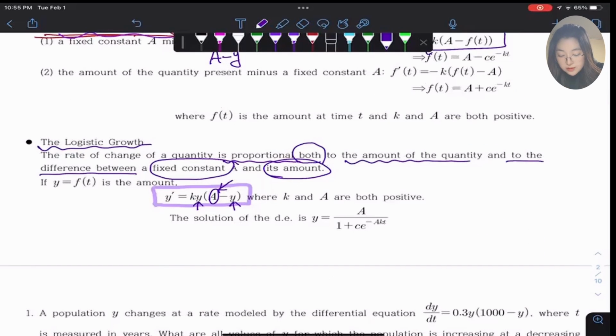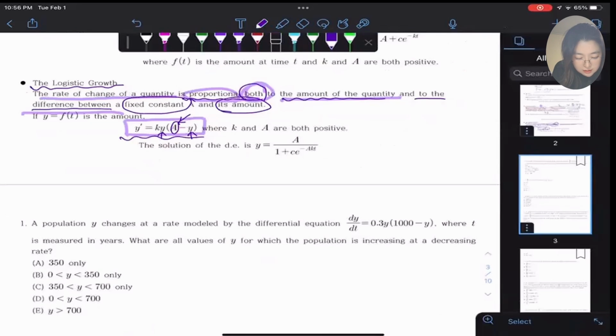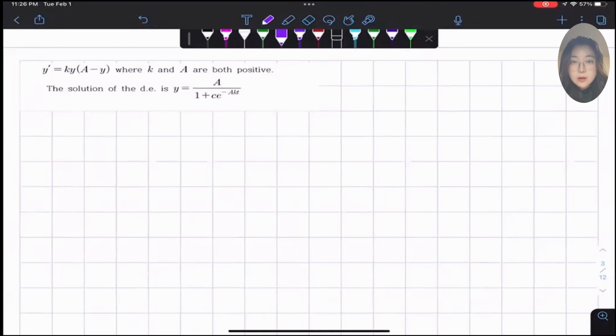Number 3, the logistic growth. The logistic growth, the rate of change of quantity is proportional both to the current amount and the difference. So we can write like this. To understand this equation deeply, let's prove this equation: y prime equals k times y times (A minus y), where k and A are both positive. The solution is like this.